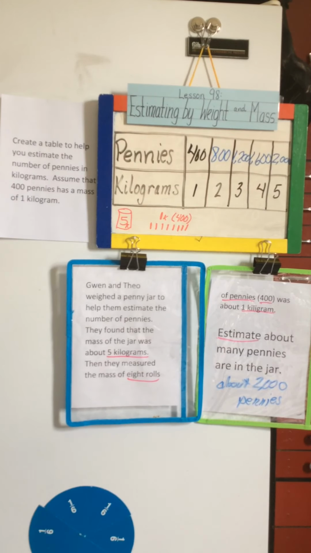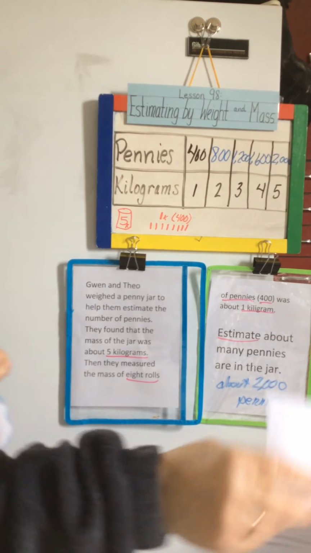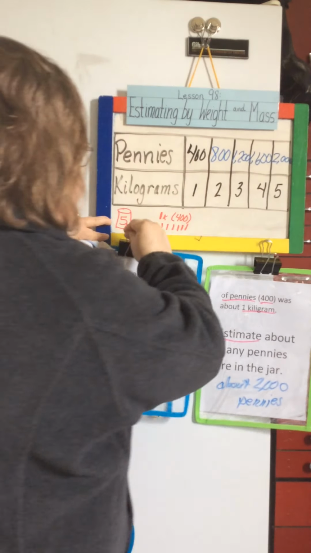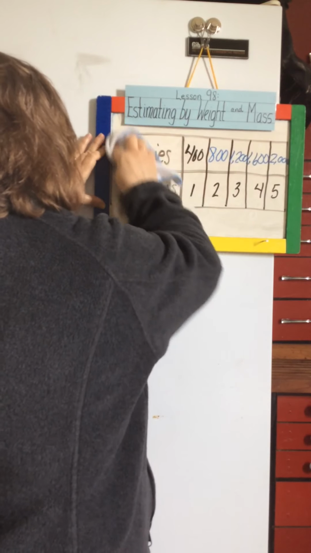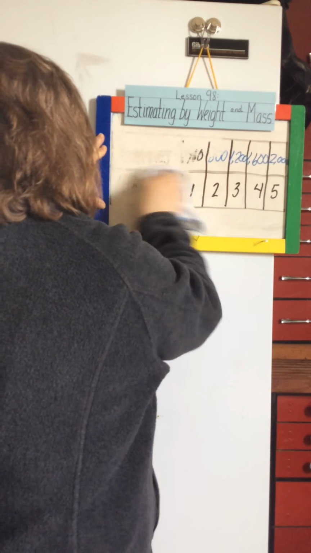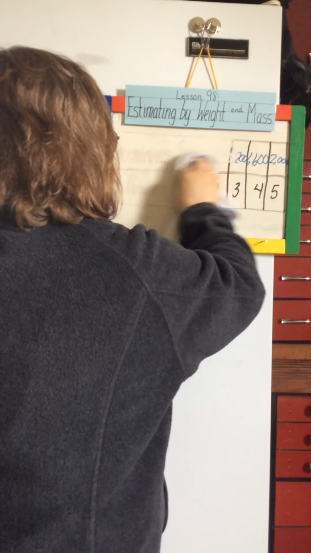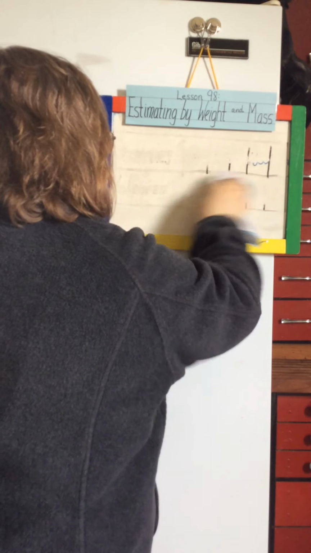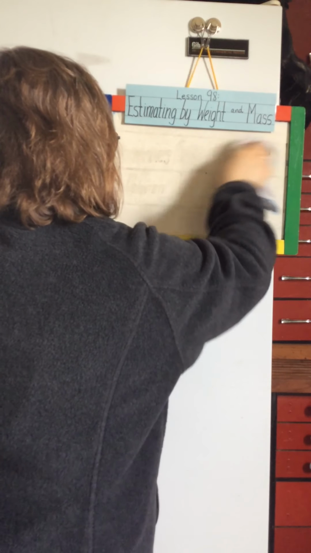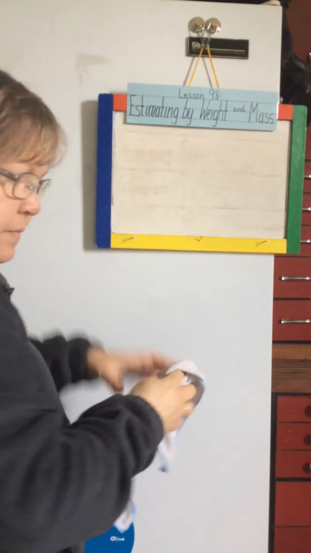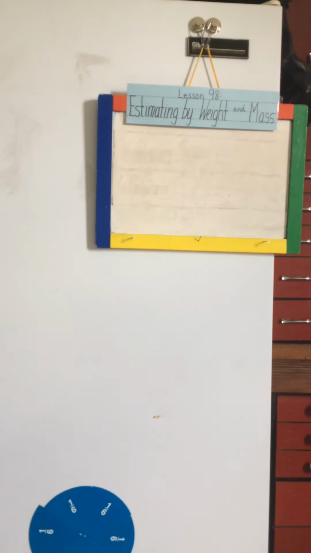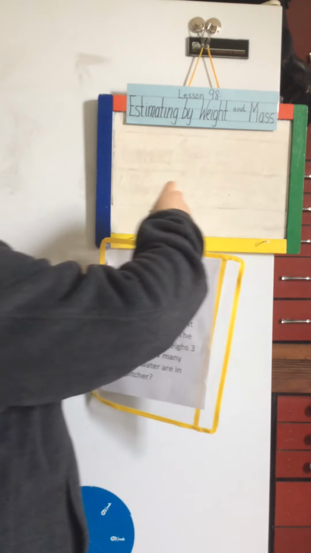Then we have a whole other problem, so we'll take this down. We'll take these off of here, erase the board, and remember, when estimating, we always have to write the word about, and we were figuring it out not to the exact amount. An estimation is not an exact amount. And then we have a whole new problem we're going to do, one more.